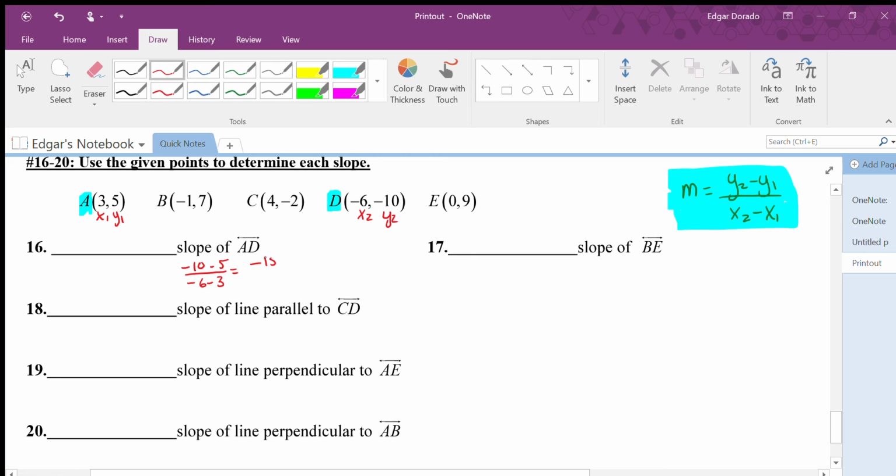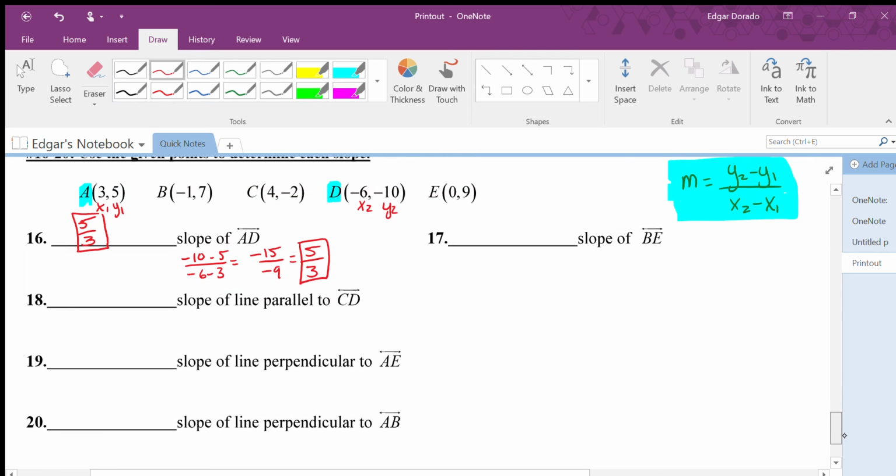It gives me negative 15 over negative 9. Both of those have a negative 3 in common. So this will actually just reduce to 5/3. And if it helps, guys, you could just type that into your calculator. You should end up getting the same answer.